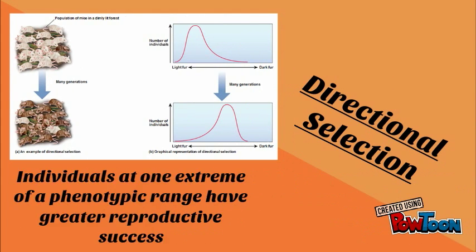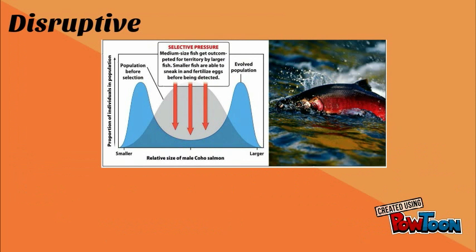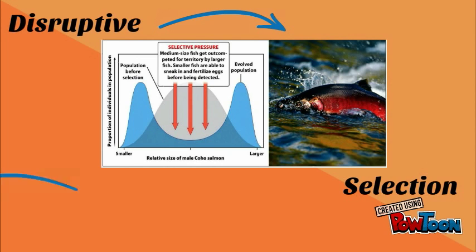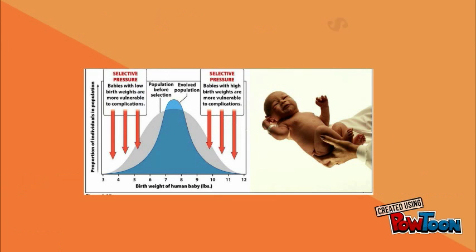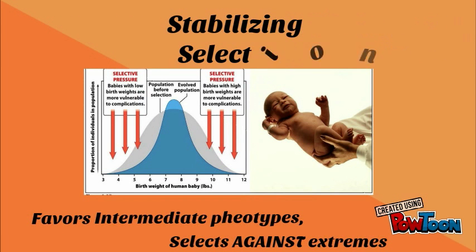Directional selection is where physical traits at one extreme are favored. Disruptive selection is where physical traits at both extremes are favored. And stabilizing selection is where neither extreme is favored and intermediate phenotypes are the most successful.